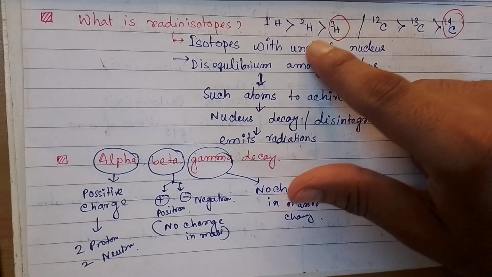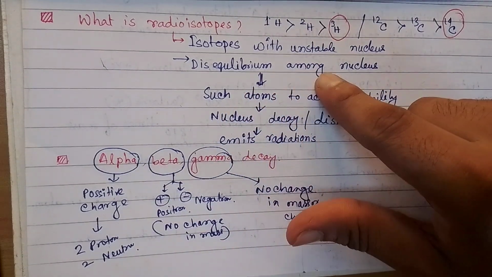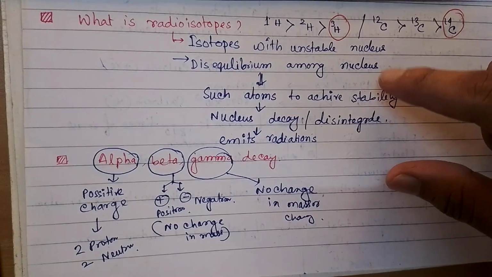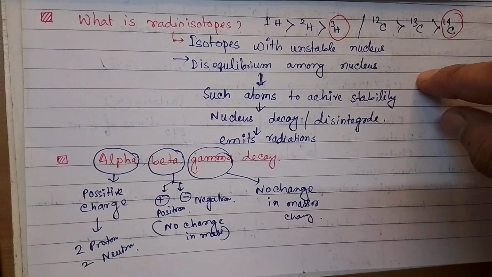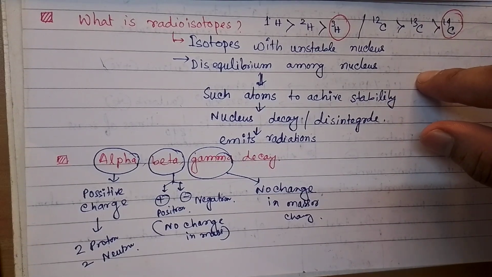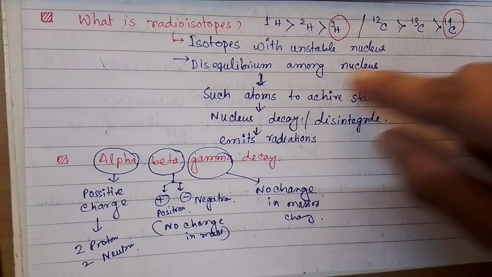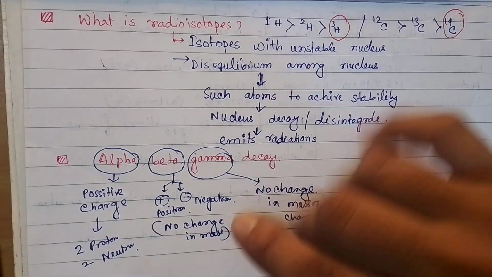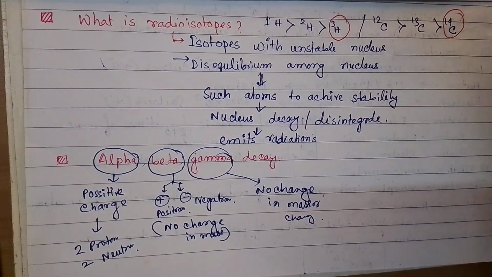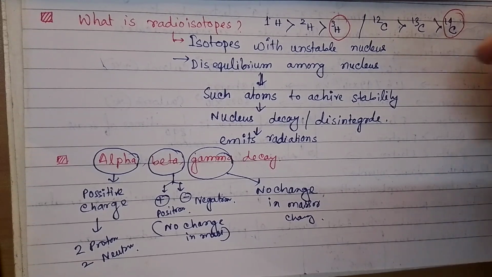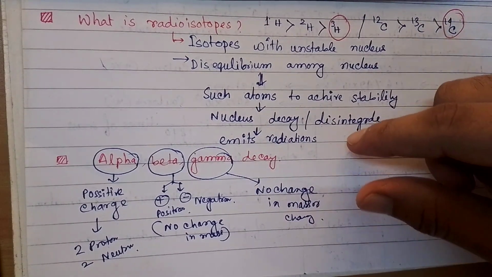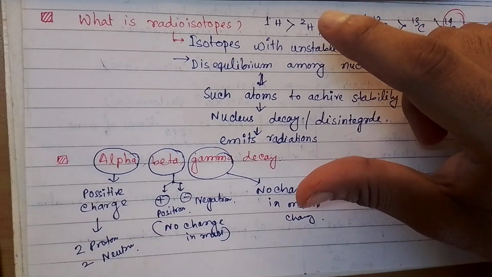If it is unstable, there is a disequilibrium in the nucleus. In the previous class, I discussed that molecules have a nucleus part, in which the protons and neutrons are there, and electrons are surrounding the nucleus. So here there is a disequilibrium in the nucleus, and such atoms decay to achieve stability of the nucleus. That is also disintegration, and this disintegration emits radiation. So this is the radioisotope part.